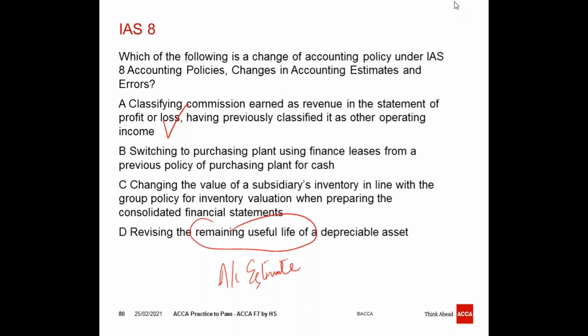If you need any explanation on any option, you can ask immediately. But when you are doing practice, you need to do it like this: if the right answer is A, then you should know why B, C, and D are wrong. Why not C? Changing the value of the subsidiary's inventory in line with the group policy of inventory valuation when preparing the consolidated financial statements. These are adjustments related to consolidation. So these are not accounting policies.